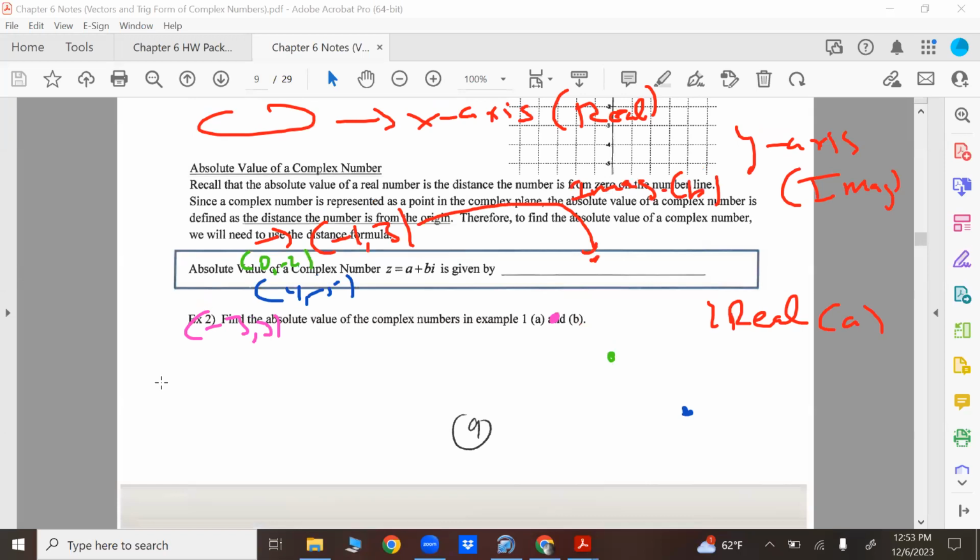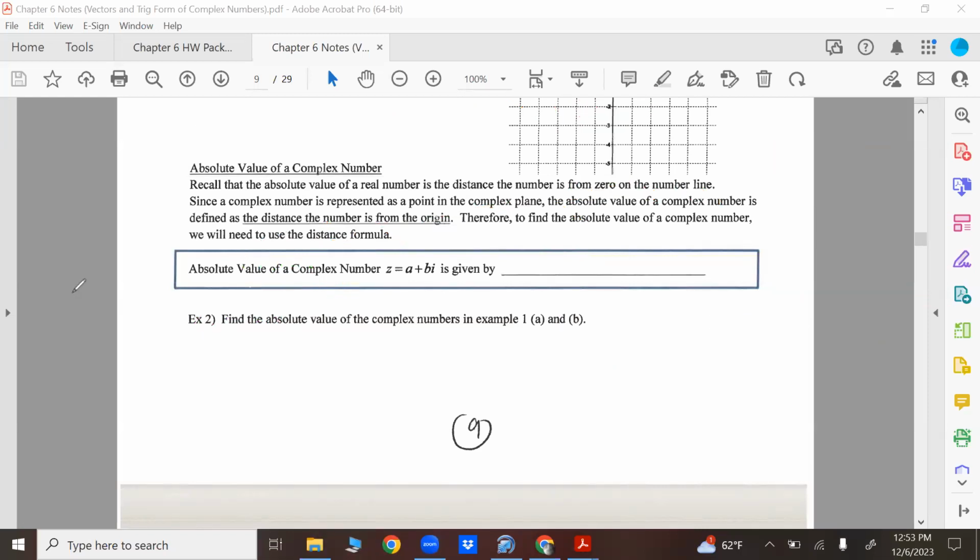Okay, the absolute value of a complex number. The absolute value of a complex number is like the distance formula. That's all it really is. So what you could do for that one, if you're asked to find the absolute value of a plus bi. Now we know absolute value in general means the distance from 0 on a number line. This is the distance from the origin on a coordinate plane. The origin is like 0 on a number line in a way, right? It's kind of analogous to it.